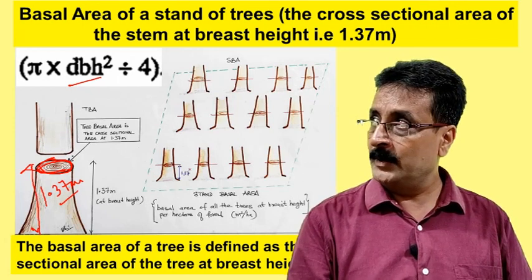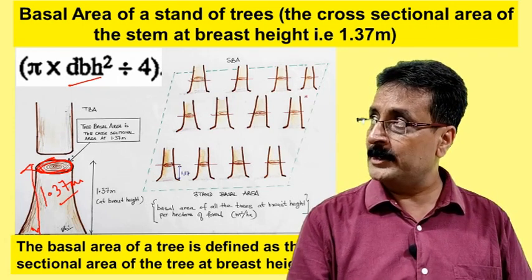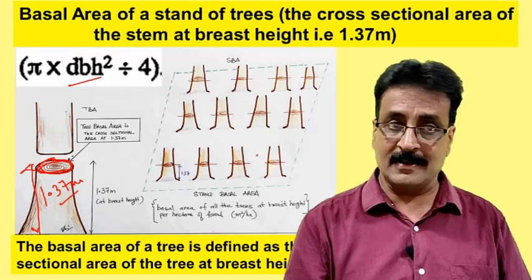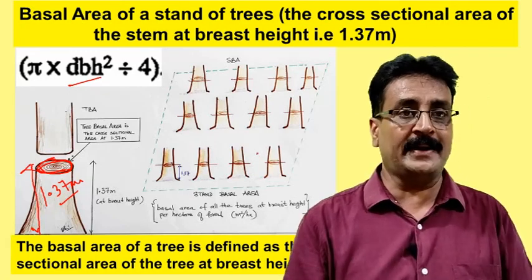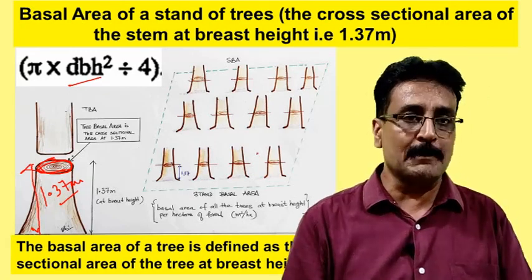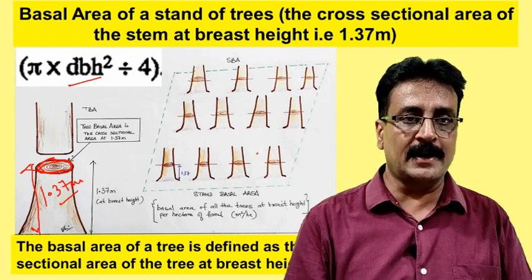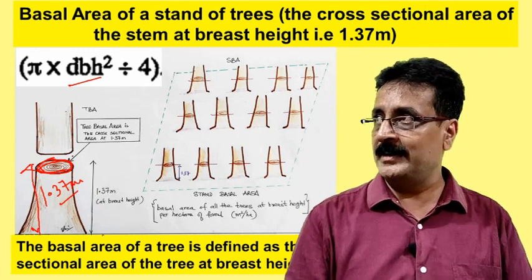Then we have to calculate, for each tree, how many trees per hectare there are and how much basal area there is. We have to calculate the basal area per hectare. Then we can do it by sampling. Then we can calculate how much basal area there is in the entire stand.